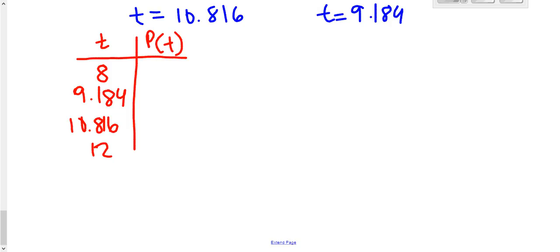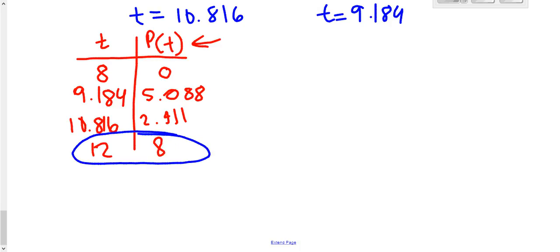Well, when we plug in these numbers, we'll get a rate. The highest one is when it's being processed most quickly. When you plug into P of t, not the derivative but the original P of t, t cubed minus 30t squared plus 298t minus 978, you get 0. You get 5.088. And you get 2.911. And you get 8. Well, the highest number is this last one here.